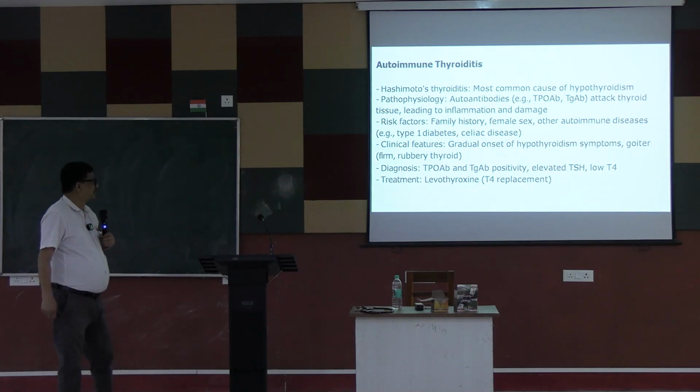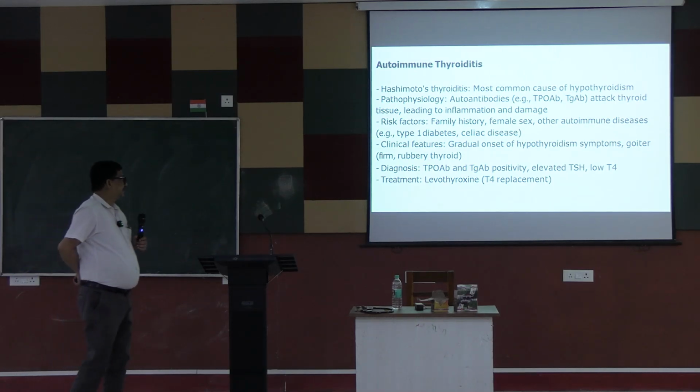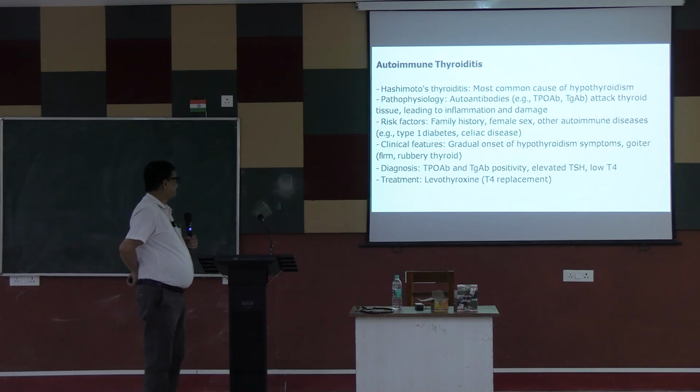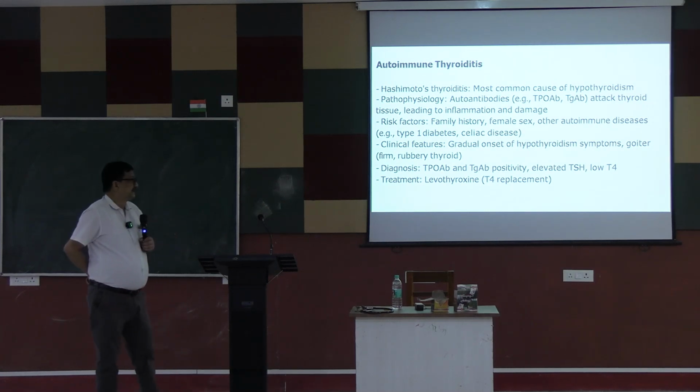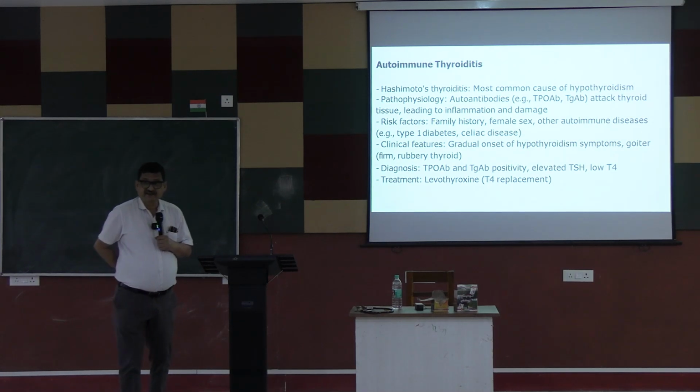Clinical features are gradual onset of hypothyroidism symptoms, and there will be goiter, a firm, rubbery thyroid. Here we will find elevated TSH.